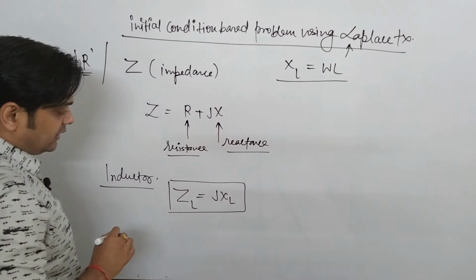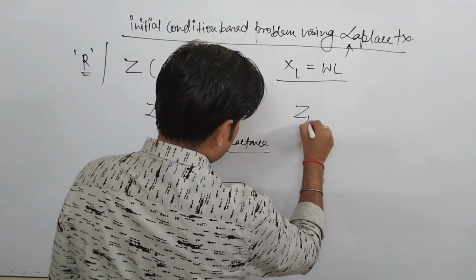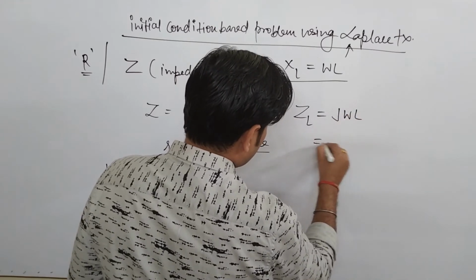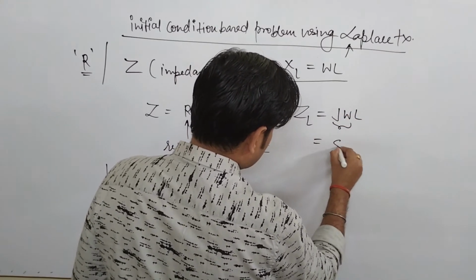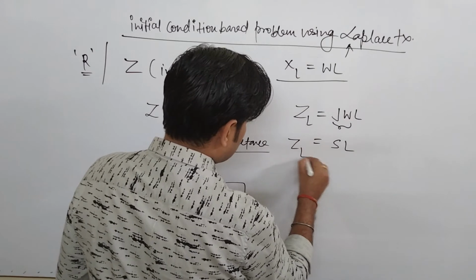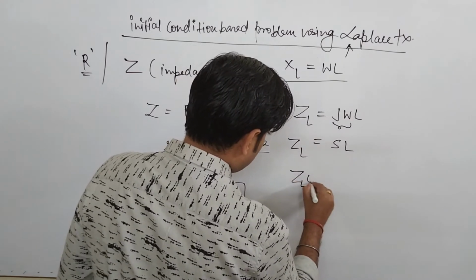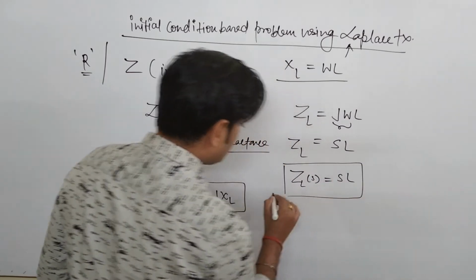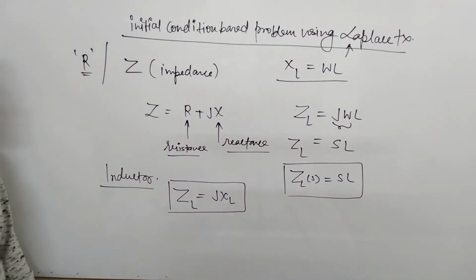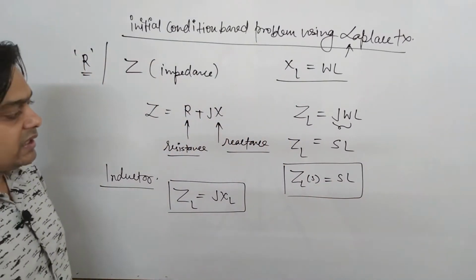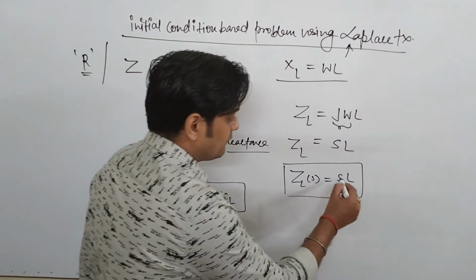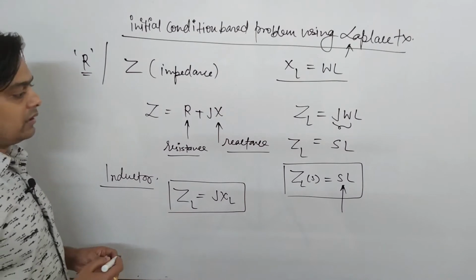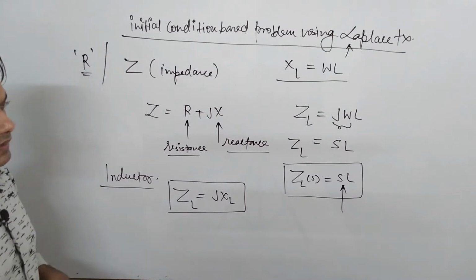You people already studied all this, so you can put that value, so that comes to be J omega L, and as I said, the value of J omega is S, so that comes to be ZL. So your impedance in Laplace is given by SL. If you talk about the impedance of an inductor in Laplace domain, so that comes to be what? It is SL. Very important. So that's how that value of SL comes.